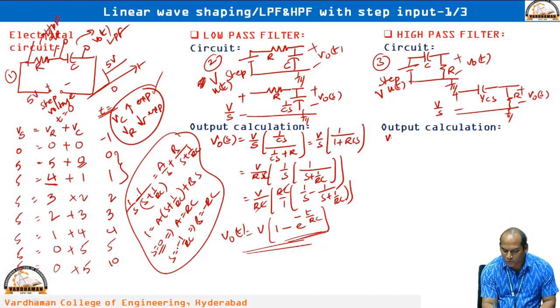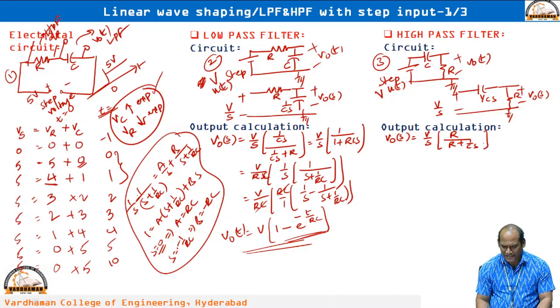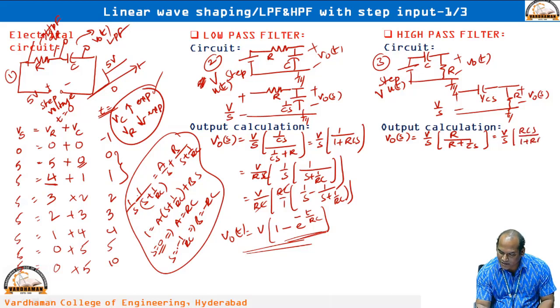If you apply the voltage dividing rule, V naught of S is equal to the total voltage V by S into, we are finding across R, by the total impedance R plus 1 by CS. Like this we will get. Next, you can take the LCM. So, what will you get here? V by S and RCS by 1 plus RCS.